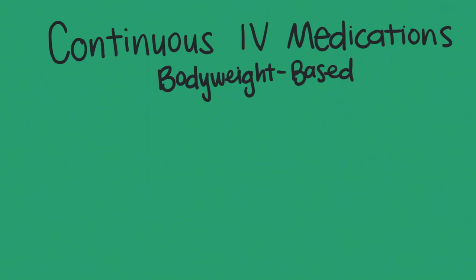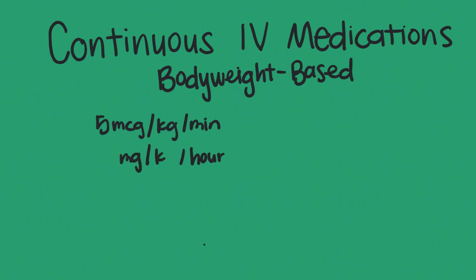In this video, we will discuss body weight-based orders for continuous IV medications. A lot of times these look like things like ordered at 5 micrograms per kilogram per minute. And so the medication is ordered to go continuously. It'll be either every minute, sometimes it's per hour, depending on the type of medication. It could be milligrams per kilogram per hour.